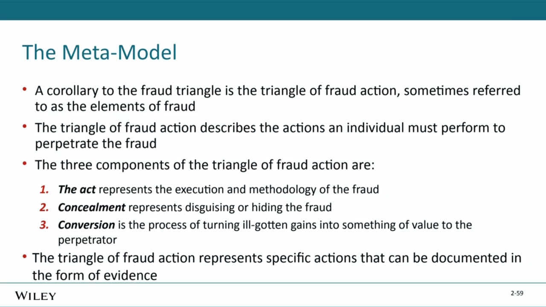Those three components are the act, the execution and methodology of the fraud. The concealment, and remember, fraud is a surreptitious crime, so this is disguising or hiding the fraud. And then the conversion, the process of turning the ill-gotten gains into something of value to the perpetrator. So the triangle of fraud action represents specific actions that can be documented in the form of evidence. More likely you'll get that triangle used in court.